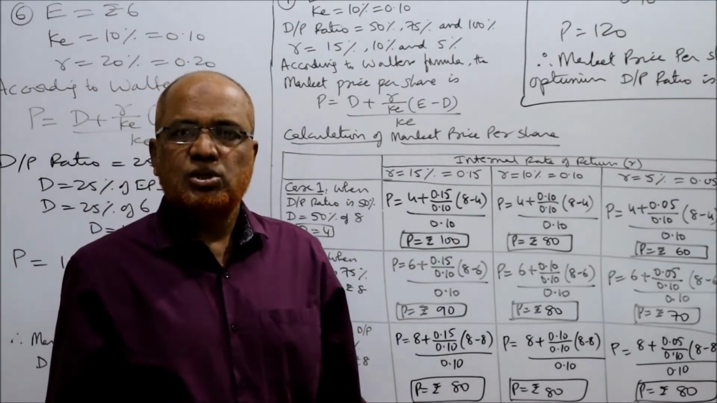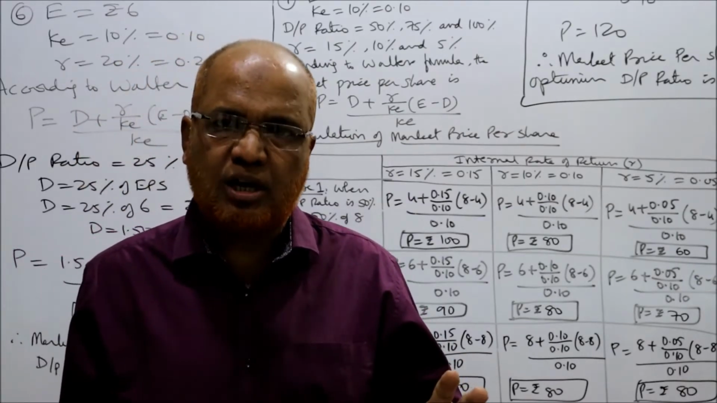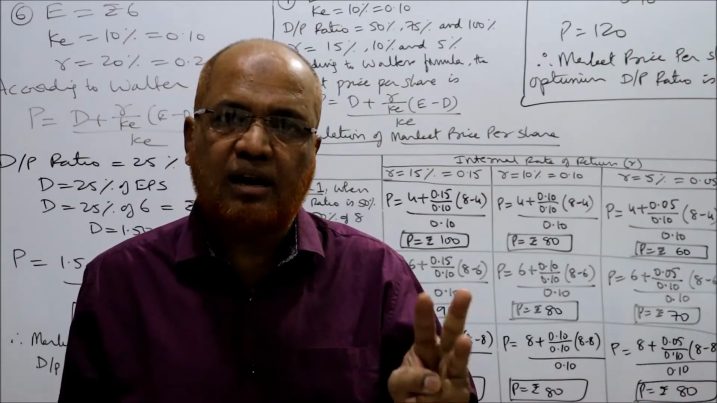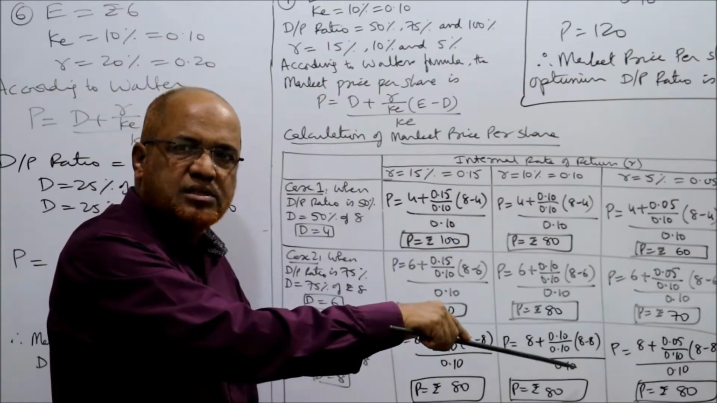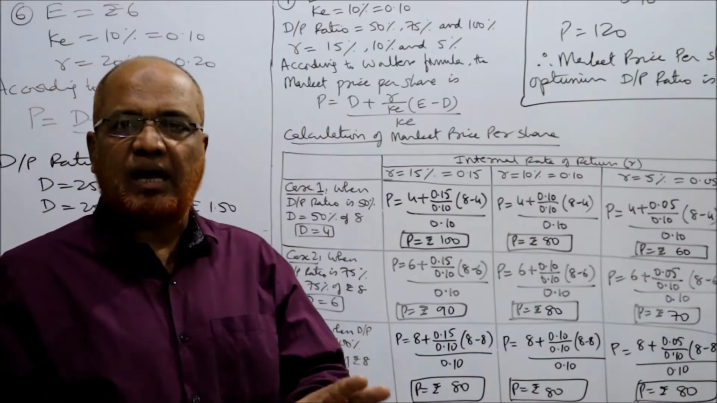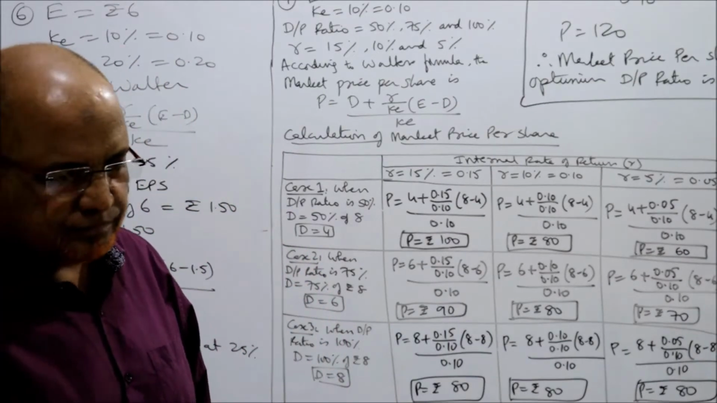That's it. So we are required to calculate the Walters model market price per share under 3 DP ratios and 3 internal rates of return. 3 internal rates of return I have taken in columns and 3 DP ratios I have taken in rows. In the tabular form we can easily calculate the market price.